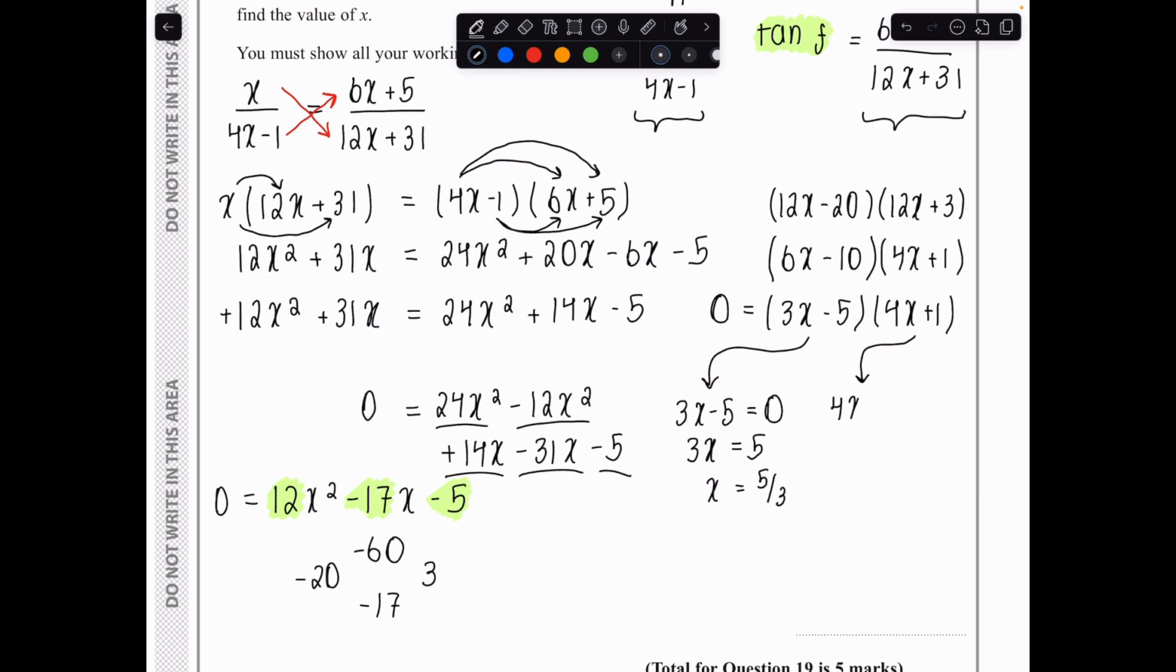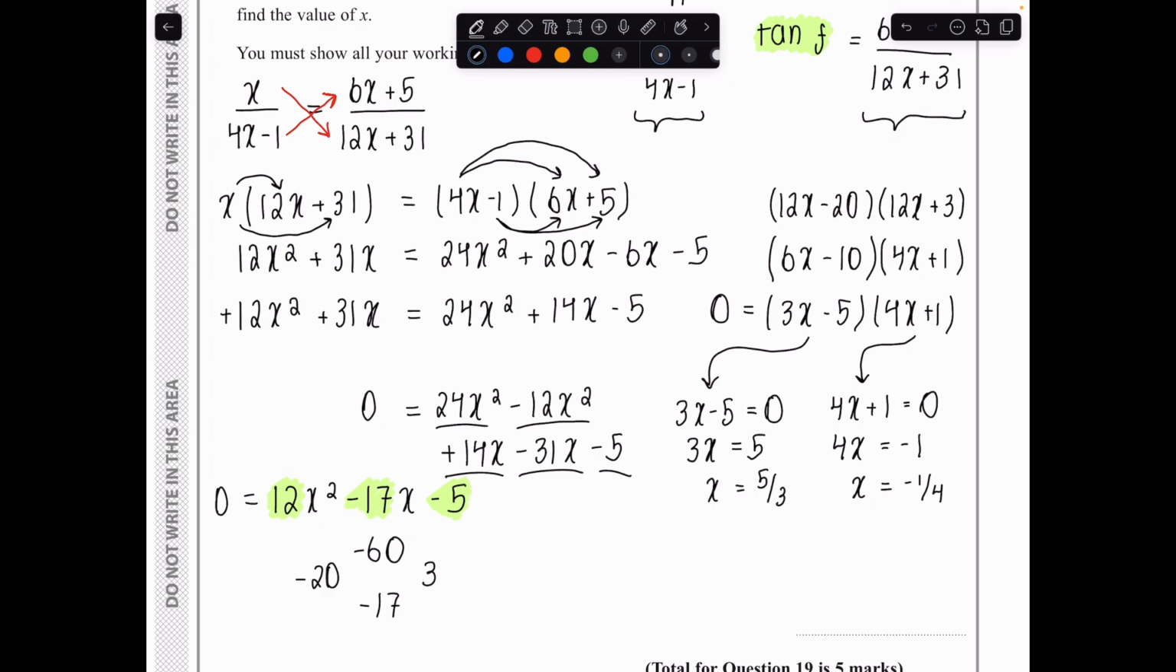Now let's do exactly the same thing, but now for our second bracket. So here, we have 4x plus 1, and that's equal to 0. Now from here, 4x is equal to negative 1, because what's the opposite of adding 1 to both sides? It's taking away 1 from both sides. Now from here, we want x on its own, so we need to divide both sides by 4. So then our final answer for our second possible value for x is negative a quarter.